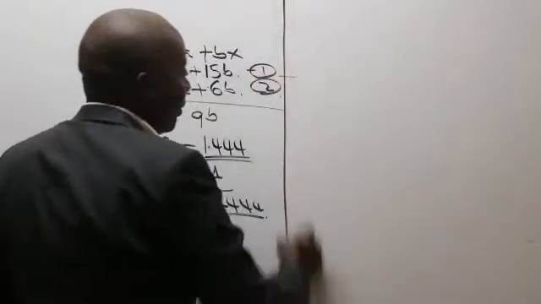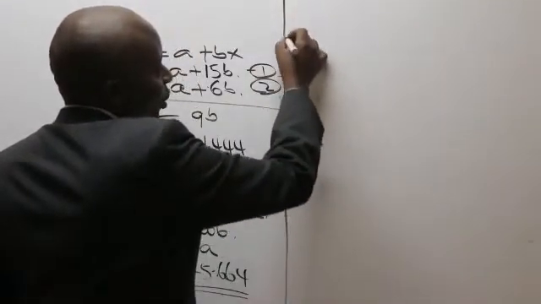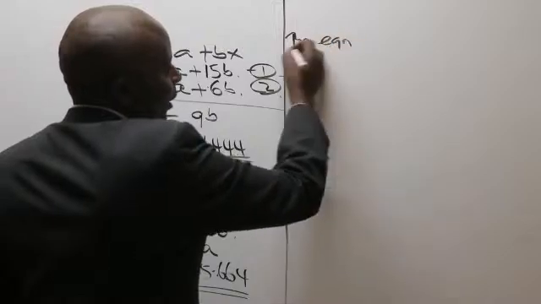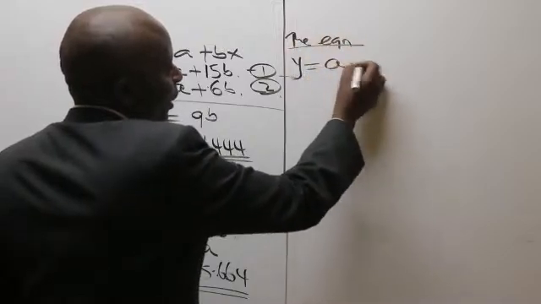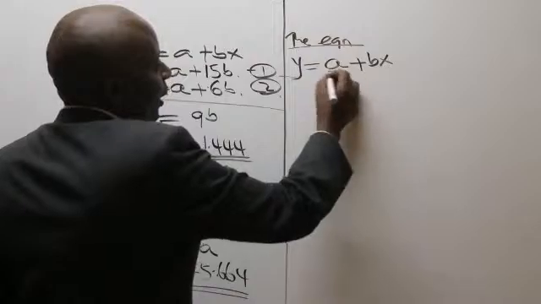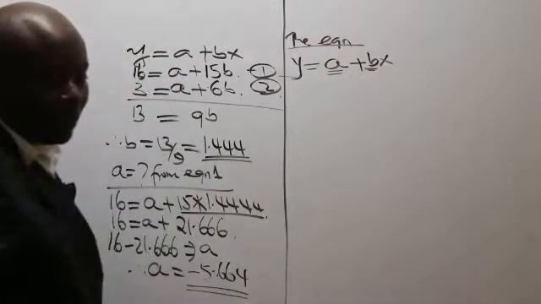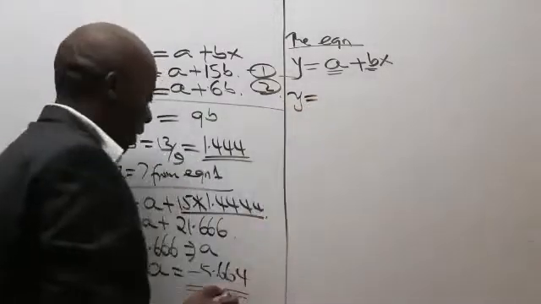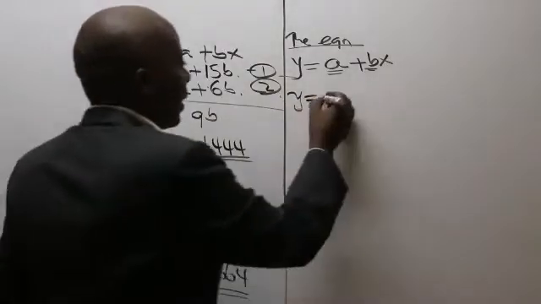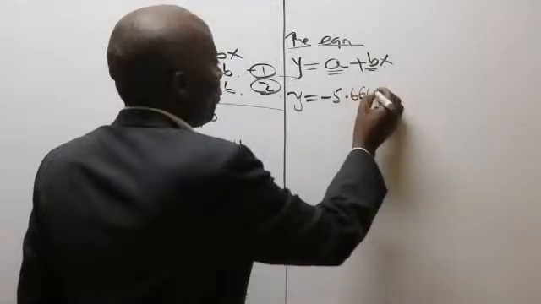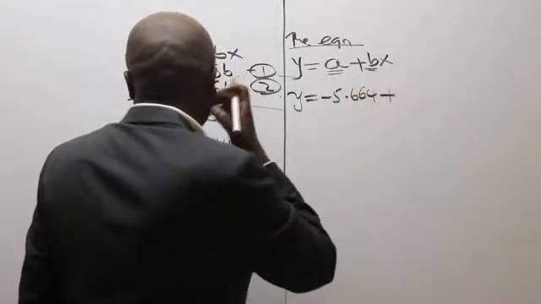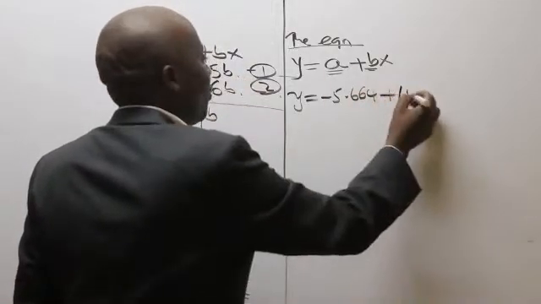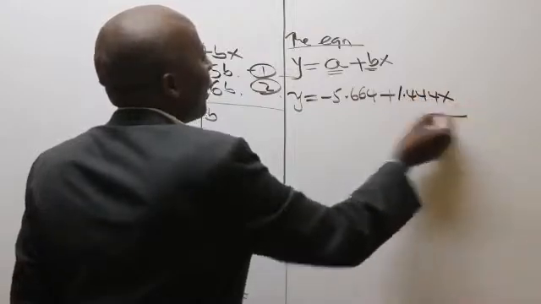So once I've been able to get the value of a and b, I know at the end of the day, they wanted me to write the equation: y equals a plus bx. Now that I have the connectors, my y is supposed to be equal to a, which is minus 5.664, plus b that you guys gave me as 1.444 x like that.